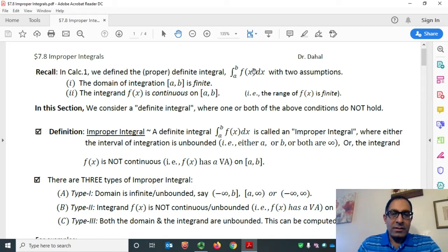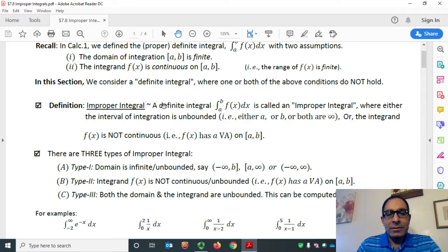Now in this section, we consider a definite integral where one or both of the above conditions do not hold. That is, either the interval of integration is not finite or the integrand function is not continuous. Such an integral is called an improper integral. So let me give you the definition first.